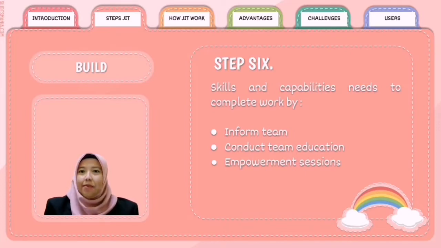Next step is step number 6, which is build. They need to inform the team about the skills and also capabilities it needs to complete the work. Therefore, the team may build based on the skills and also capability needed. They also need to conduct the team education and also empowerment sessions to educate the teams about the process of JIT.